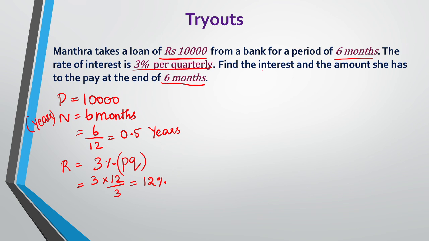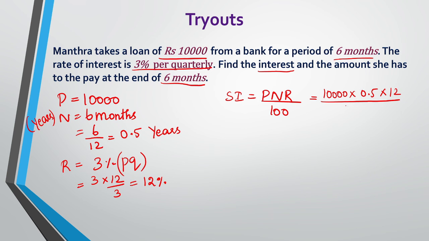According to our question, we have to find the interest, which is SI. So simple interest is equal to PNR divided by 100. When you substitute the values, it is 10,000 multiplied by 0.5 multiplied by 12 divided by 100. And the answer is 600. So simple interest is equal to 600.